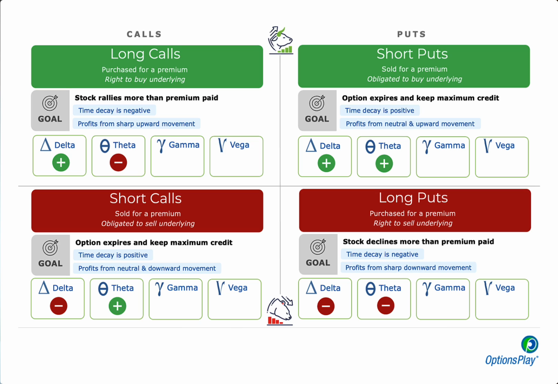Time hurts long options regardless if it's a call or a put, and helps short options regardless if it is a call or a put. Let's look at my favorite, gamma. Gamma tells us how much delta changes when the underlying security changes. Just like the underlying security moves, delta is going to tell us how much the premium moves. But as the premium moves, delta gets a new value, and that new value is assigned to delta by gamma.